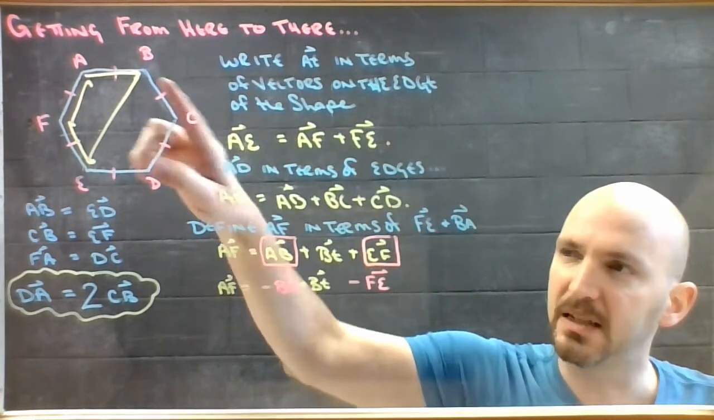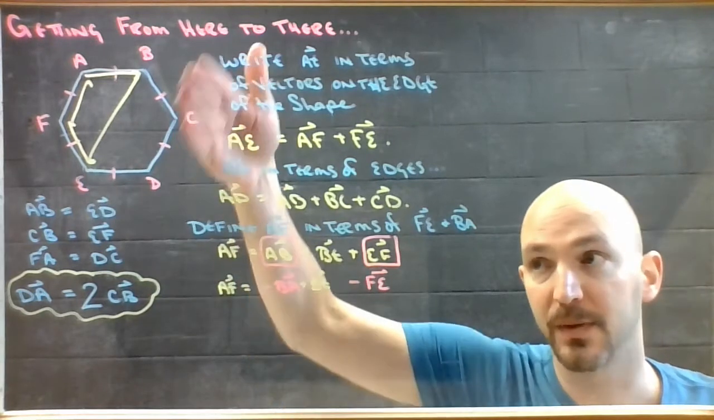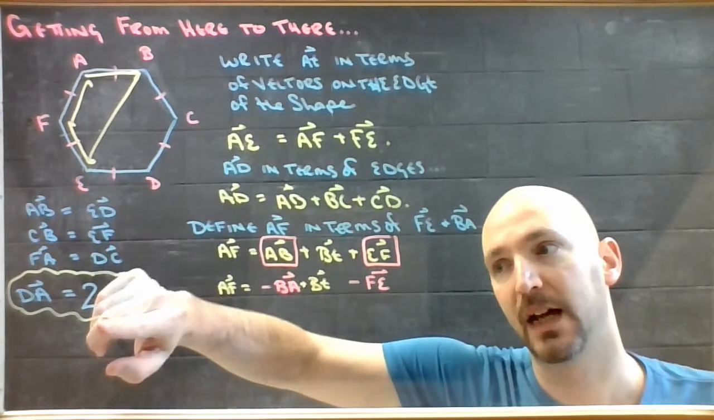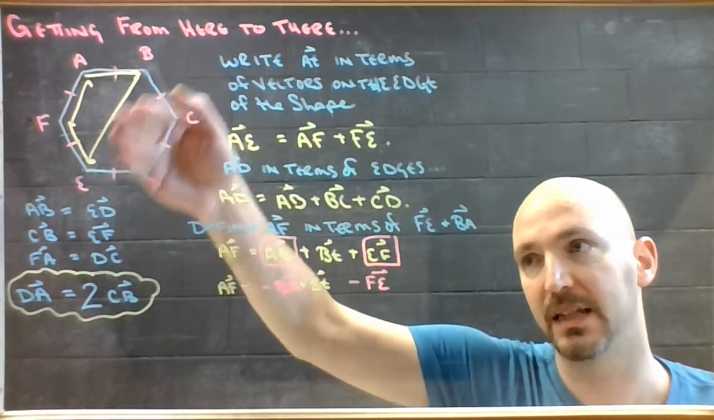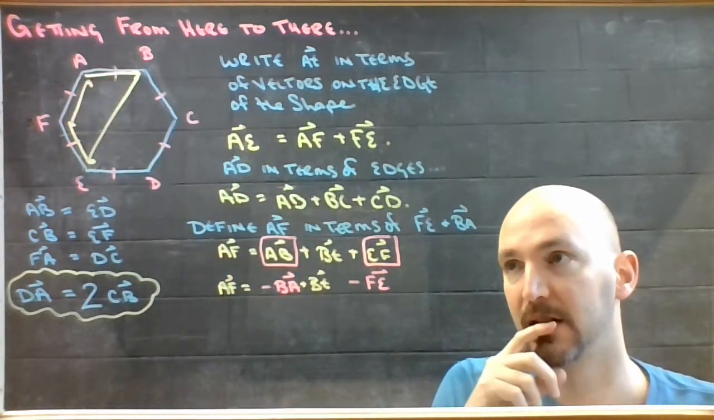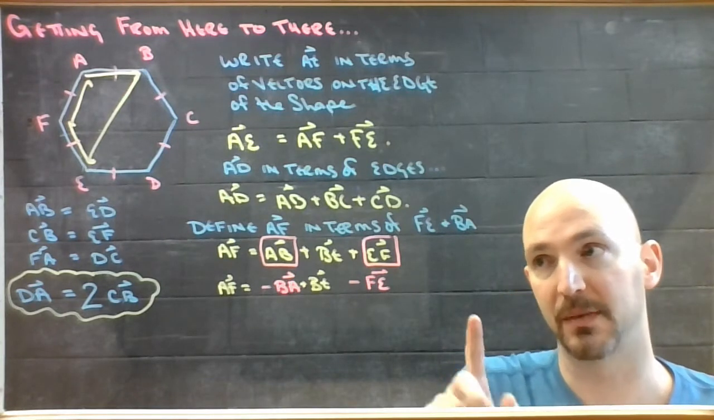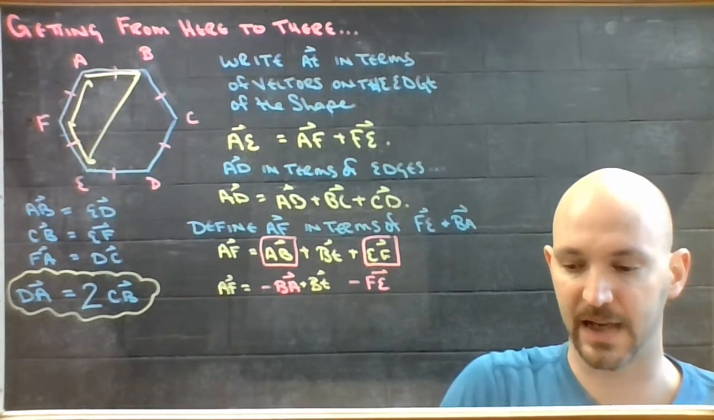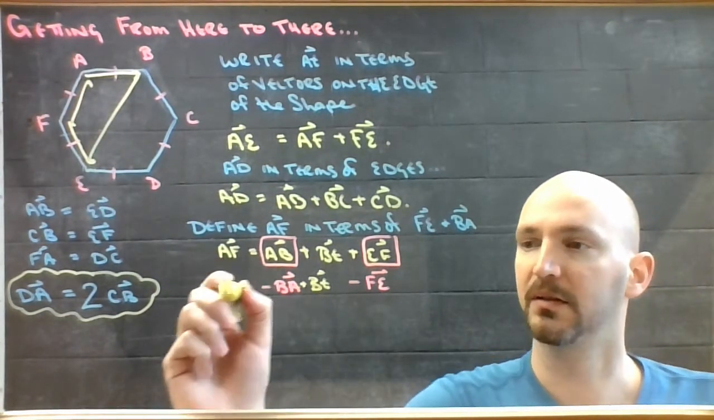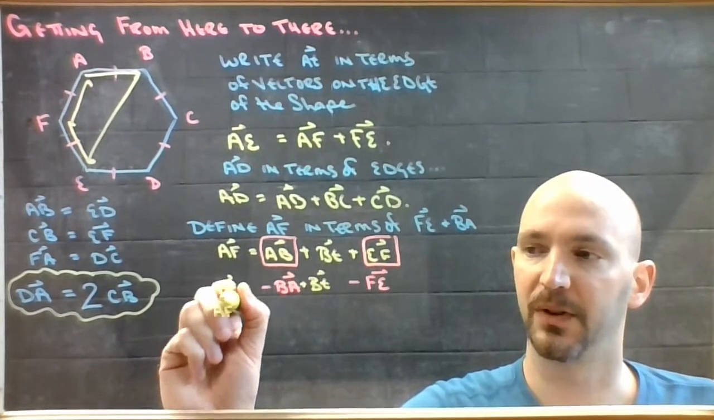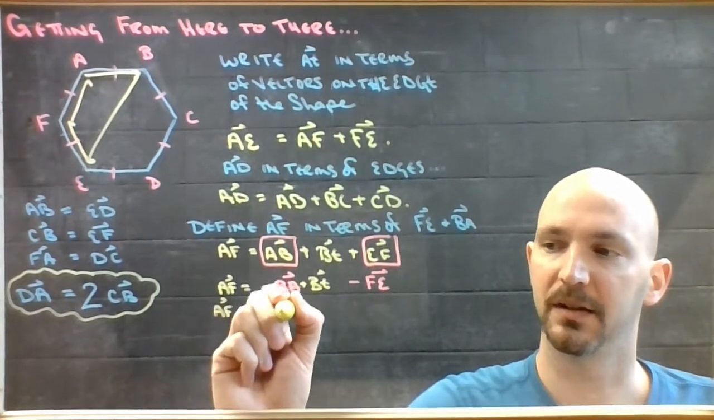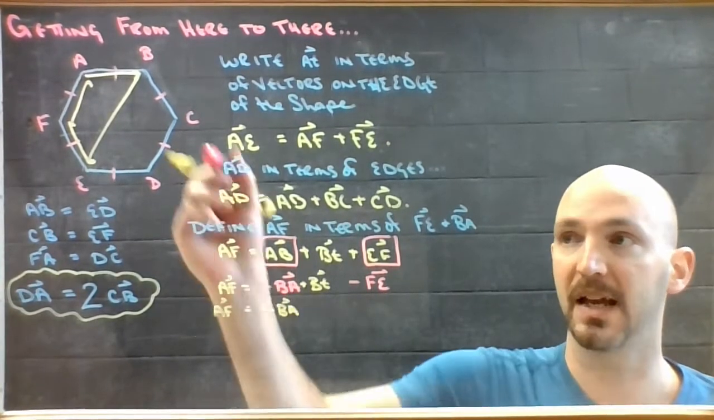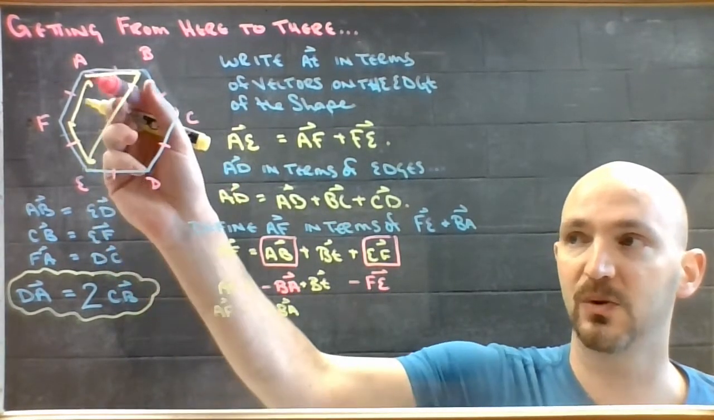So B to E, well, that's one of these diagonals. And if D to A happens to be twice this, then B to E is going to be twice that. So I'm going to make that replacement, that B to E is the same as two A to F's. So this was already here. This was already here. I'm going to replace B to E with two A to F's.